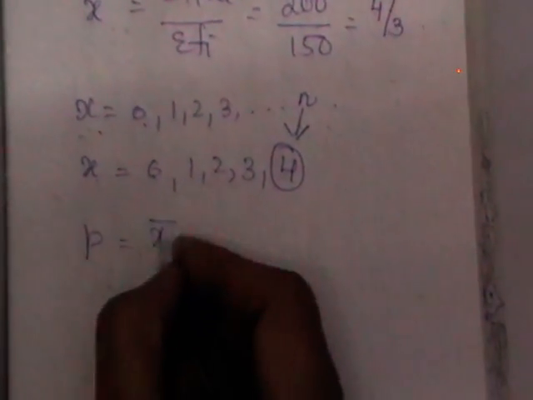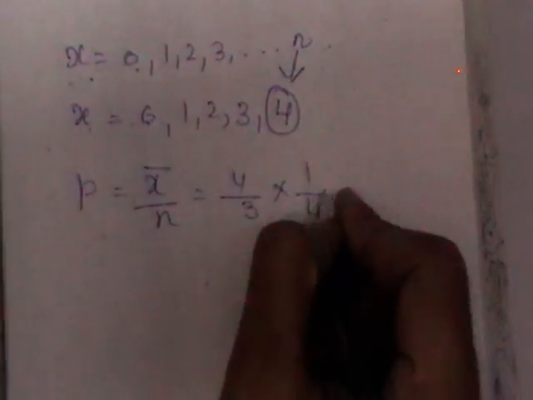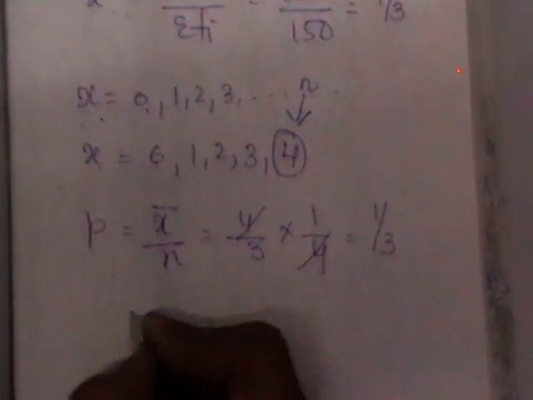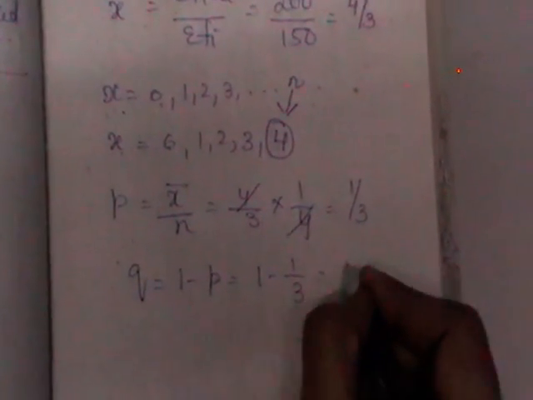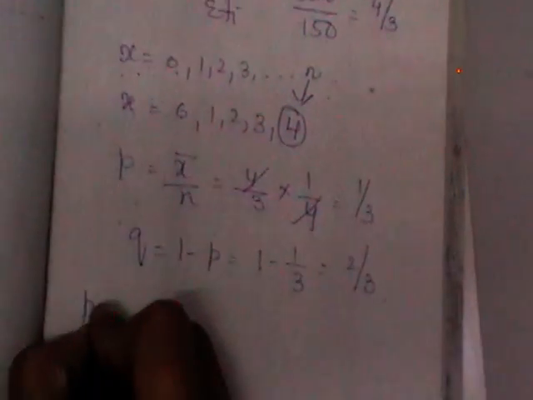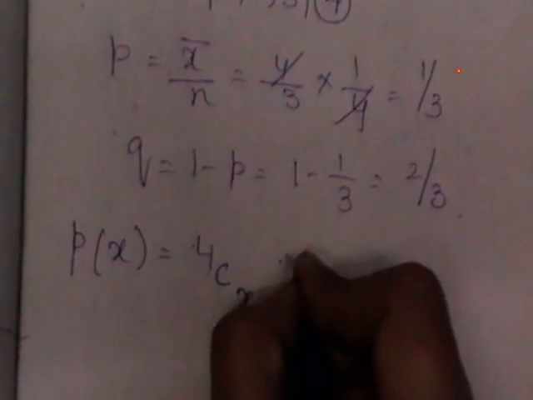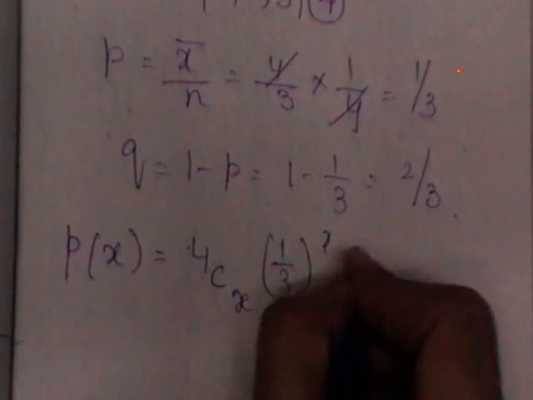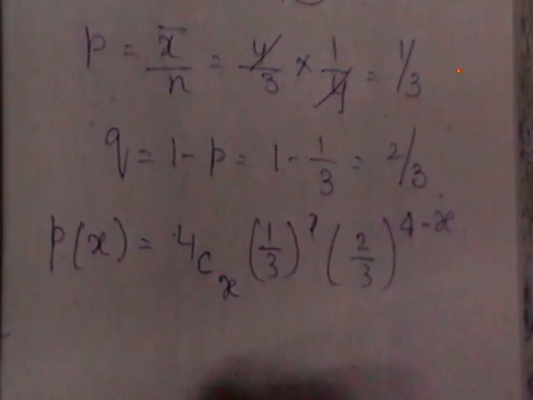P is nothing but x bar by n, which is nothing but 4 by 3 into 1 by 4. 1 by n means it will be 1 by 4. You get P as 1 by 3. Q will be 1 minus P, which is nothing but 1 minus 1 by 3, which is nothing but 2 by 3. So we have calculated P and Q. Again you write P of x, nCx. n is nothing but 4 here, nCx. P power x means 1 by 3 whole power x. Q power n minus x means 2 by 3 whole power n minus x.